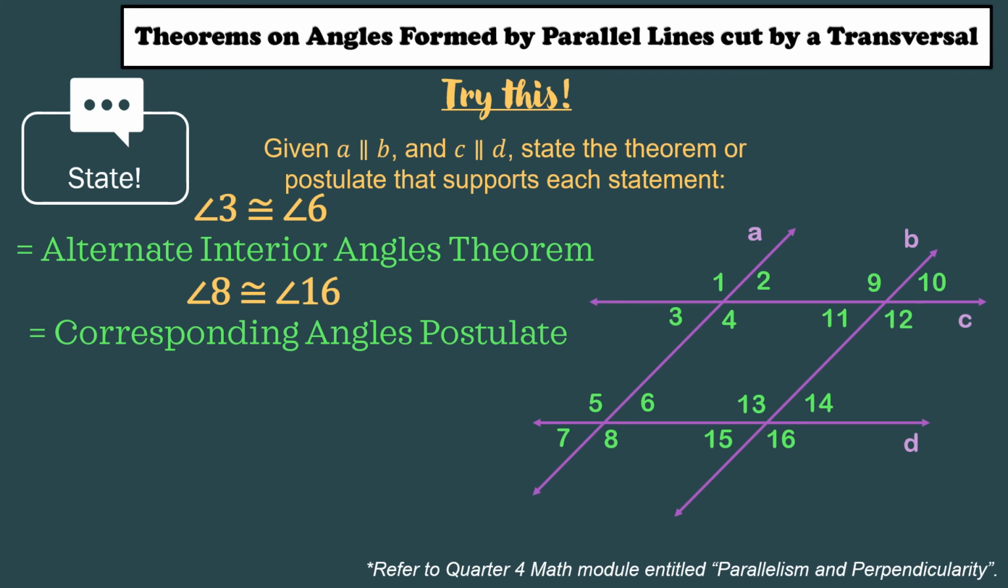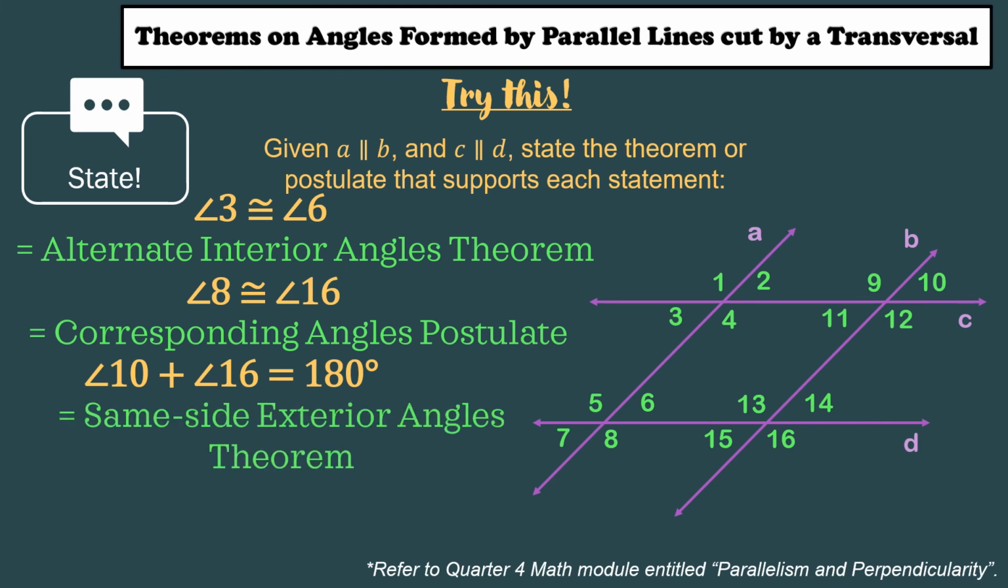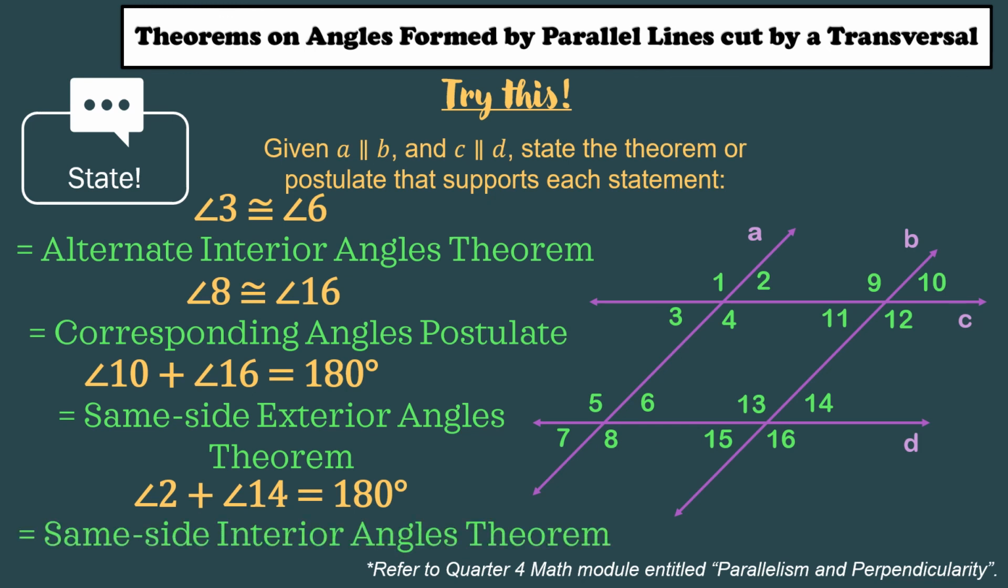The sum of the measures of angles 10 and 16 is equal to 180 degrees, which means that angles 10 and 16 are supplementary according to the same side exterior angles theorem. Finally, the sum of the measures of angles 2 and 14 is equal to 180 degrees, which means angles 2 and 14 are supplementary as proven by the same side interior angles theorem.